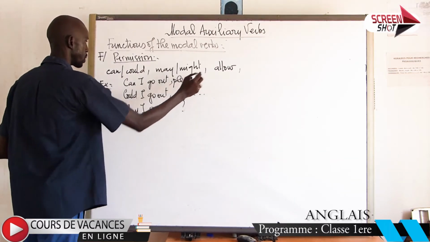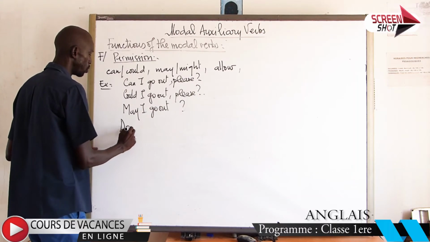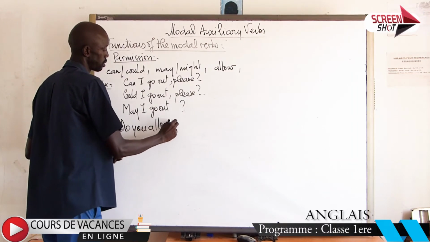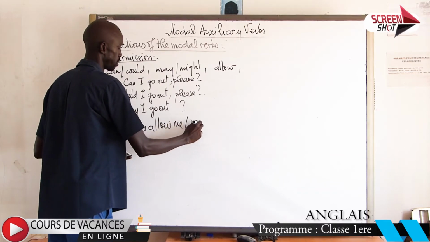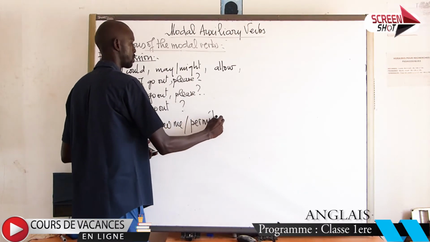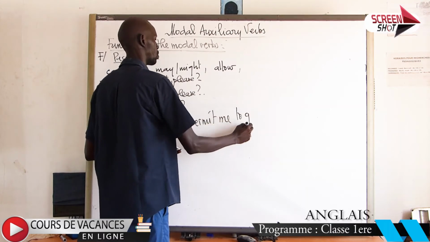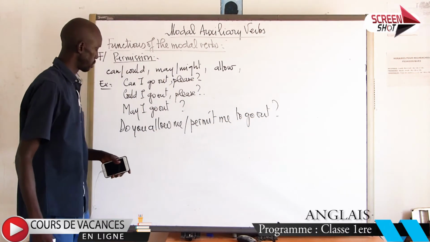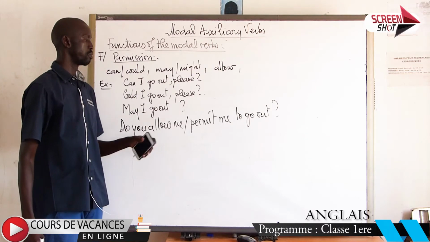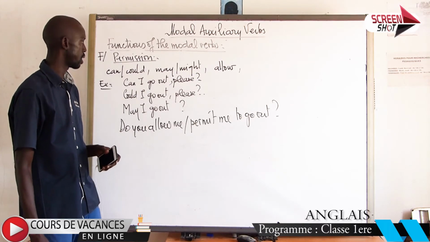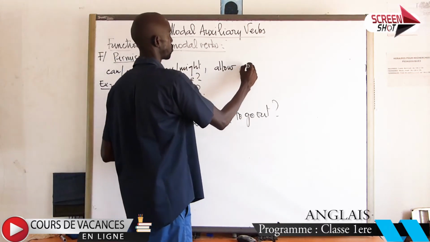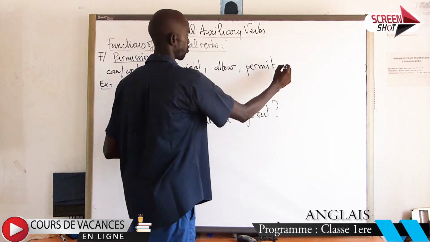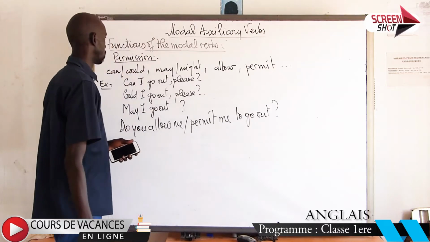So we can use allow. Do you allow me? Or do you permit me to go out? Do you allow me, or do you permit me to go out? So we have allow, we have also permit, to express a permission.